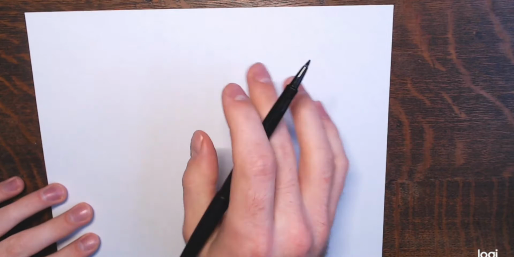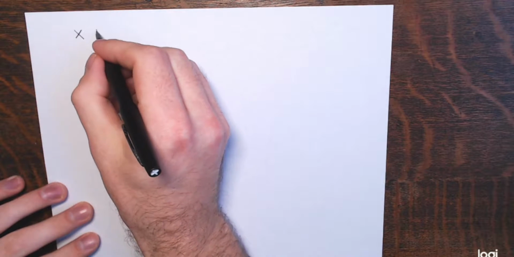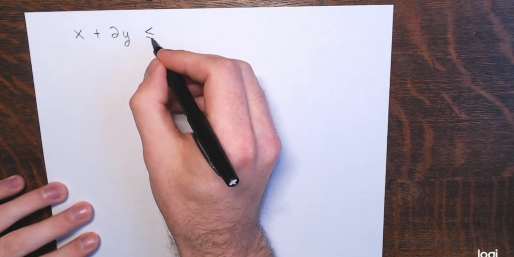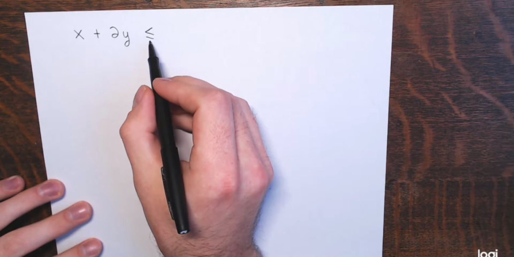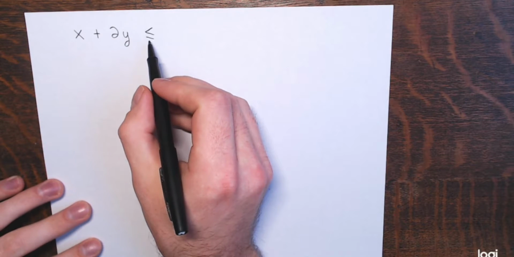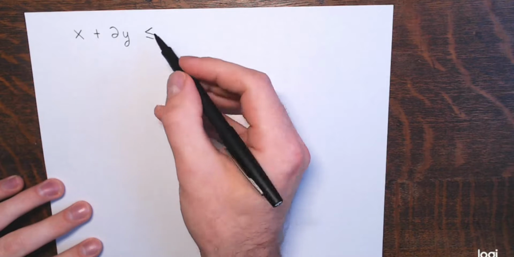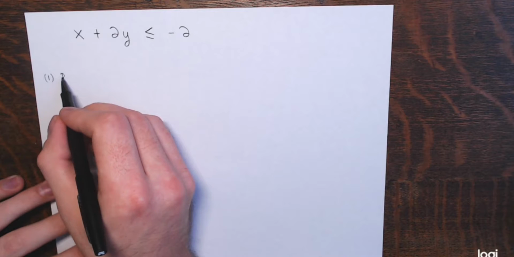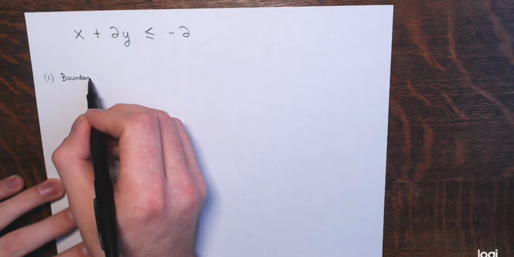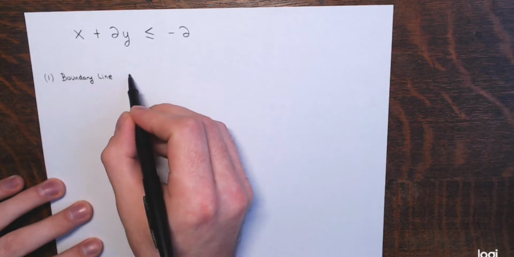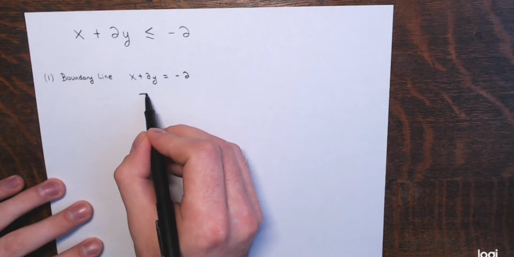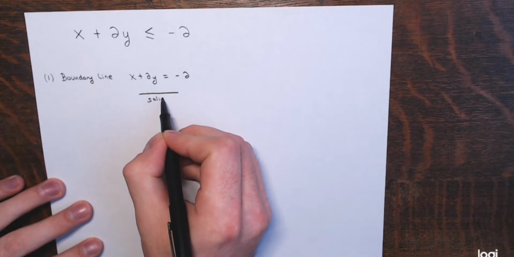All right, so this inequality, x plus 2y is less than or equal to -2 this time. So that means the boundary line points are going to be solutions, so I'll make it solid. First the boundary line, x plus 2y equals -2, and this is going to be solid. I'm going to make it a solid line.